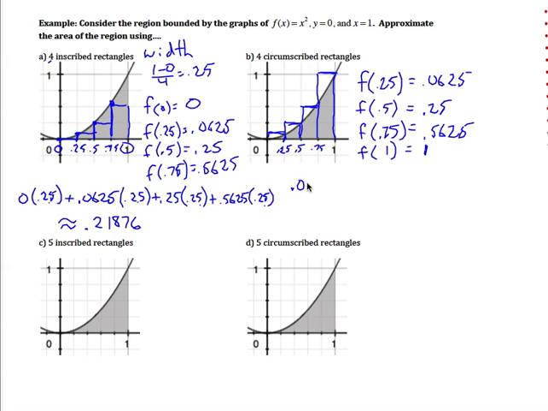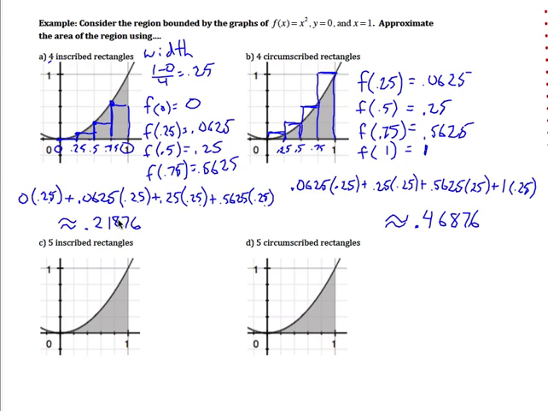So we have 0.0625 times the width of 0.25 plus 0.25 times 0.25 plus 0.5625 times 0.25 plus 1 times 0.25. And we'll go ahead and plug this into our calculator. And we get 0.46876.